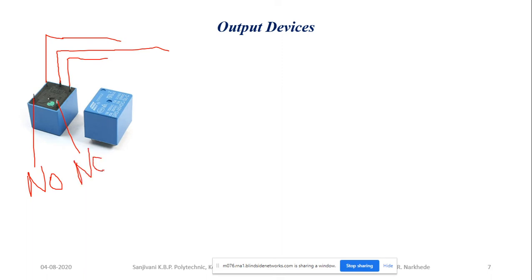Now how to make the connection? One wire should be connected to the common terminal. These are coming from your PLC or your controller. And this is your negative.